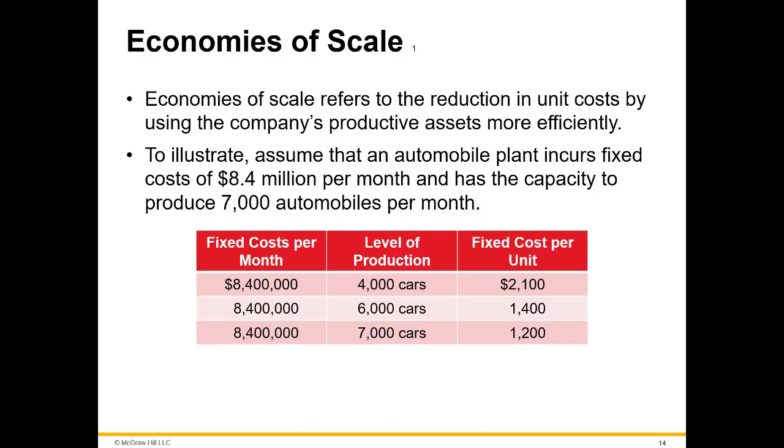So economies of scale refers to the reduction in unit costs by using a company's productive assets more efficiently. Okay, and that's because fixed costs are 8.4 million per month, and we can produce up to 7,000 automobiles. So whether we produce 4,000 or 7,000, you can see the cost per car will decrease. And that's due to economies of scale. We're going to use that plant more efficiently and produce more cars, and that makes the fixed cost per unit fall.